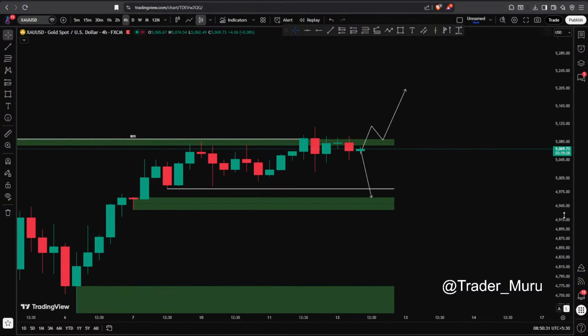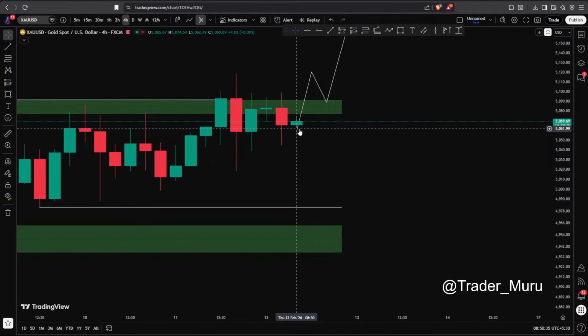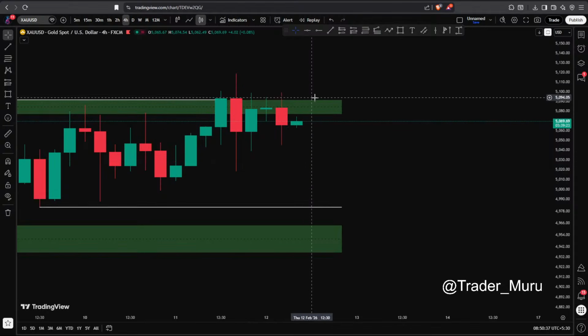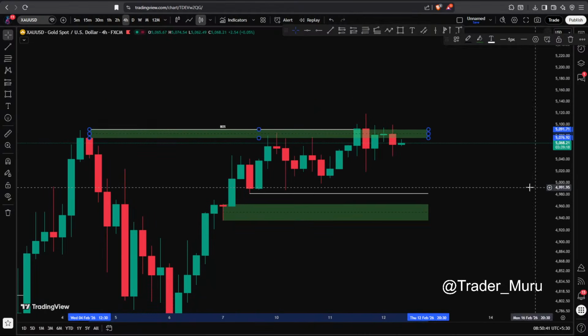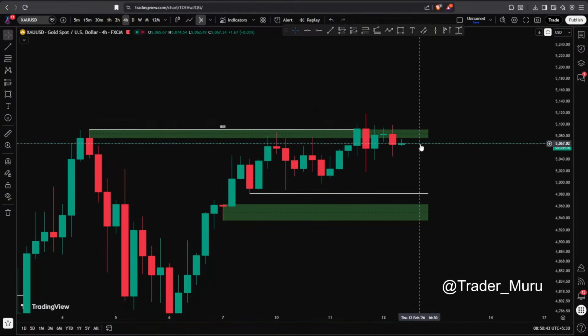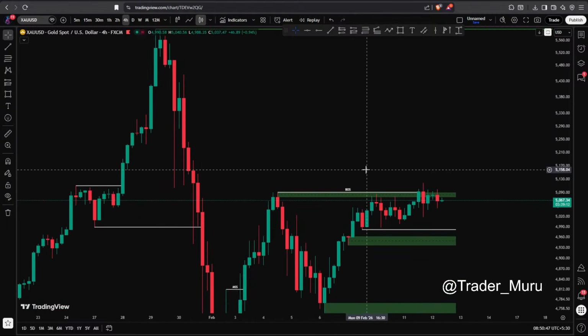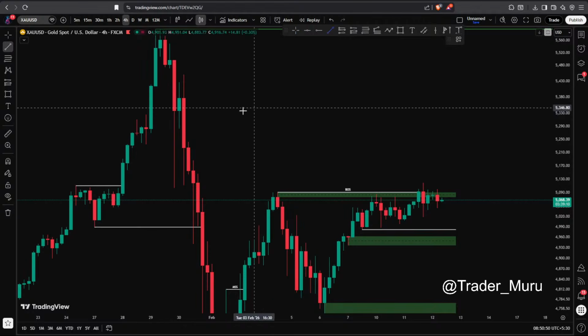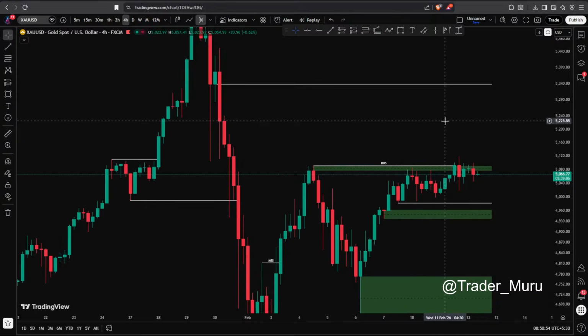Before the drop, price is still bullish. For the bullish confirmation, we need a break and retest of this 4-hour structural area around 5091. After this flip, price is bullish and it can pump towards this high, this candle body.